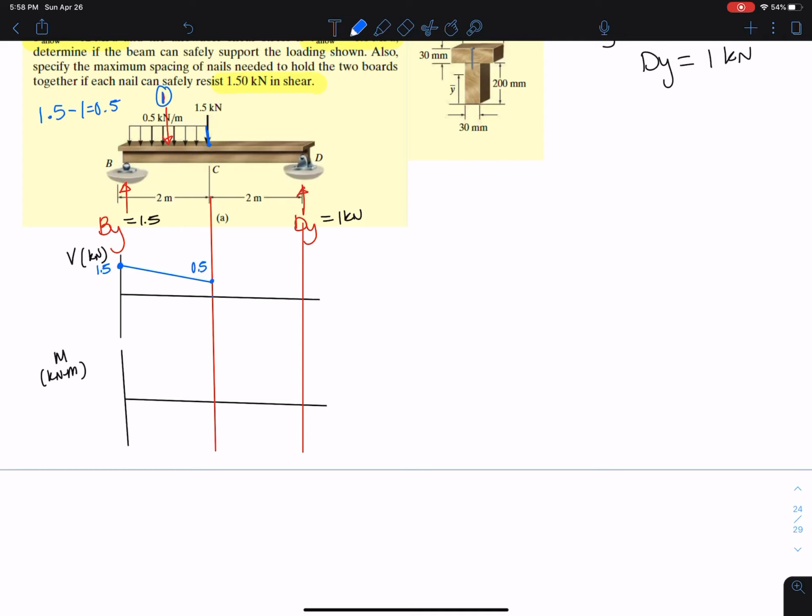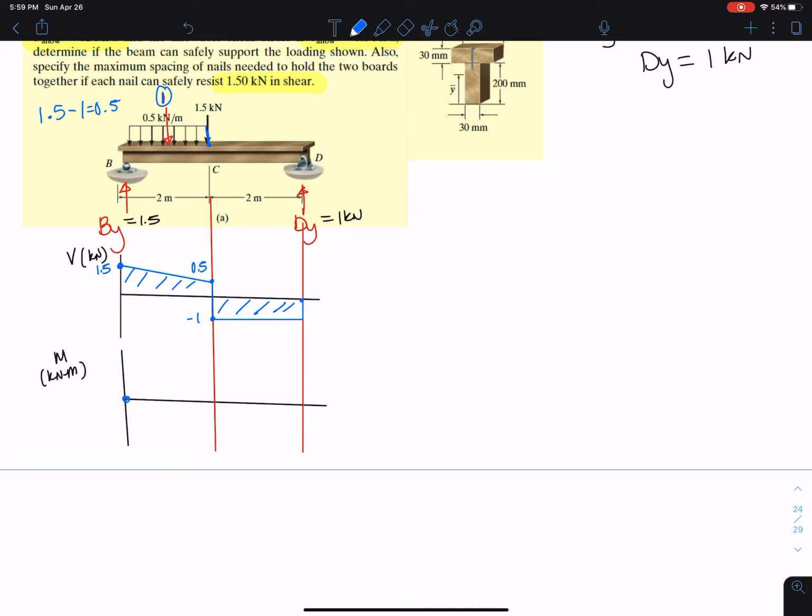Okay. At this point, we also get pushed down by 1.5. So 0.5 minus 1.5 would bring us here to negative 1. No change until we get to D, and then we get pushed back up by 1. Everything closes, so we know we did this correctly. Okay, now for moment, we start at 0 moment.